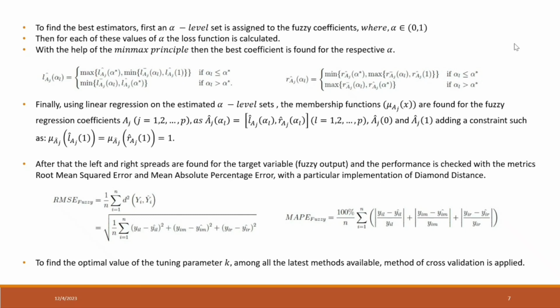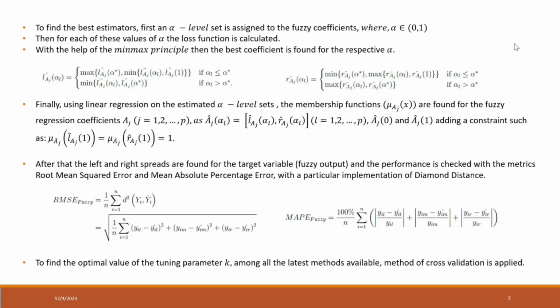Okay, so to do that, first we'll set an alpha level for the fuzzy coefficient, where alpha will take values from 0 to 1. For each of these values, the loss function will be calculated, and with the help of the minimax principle, we'll find the best coefficient that gives us the least value. After we find the least values for these alpha level sets, we'll find the membership function by regressing these left and right hinge coefficients, with the constraint that the membership function at the left hinge and the right hinge at level 1 would be 1. That's how we'll get the predicted set of y with its spread.